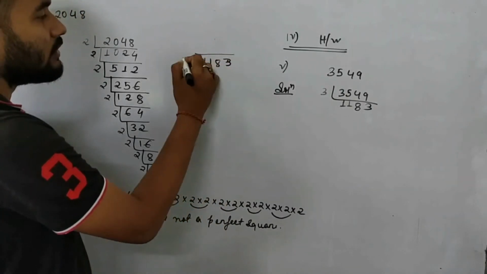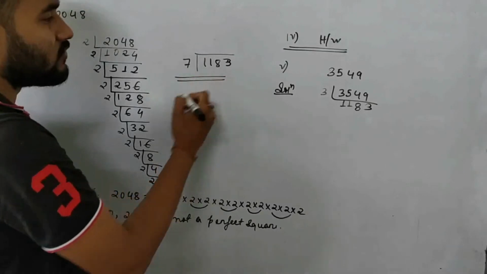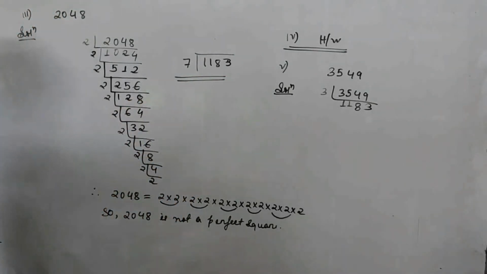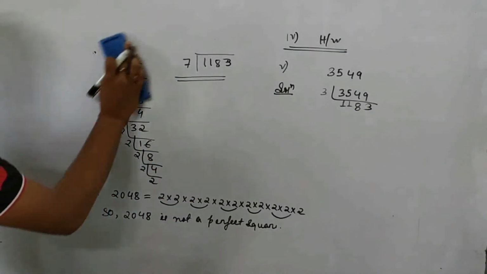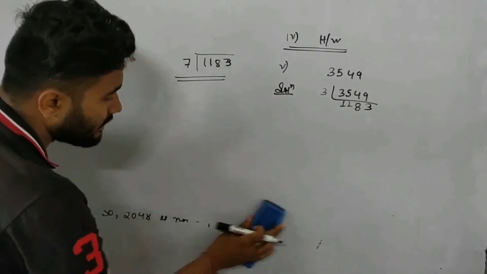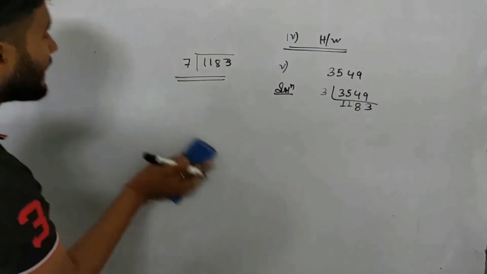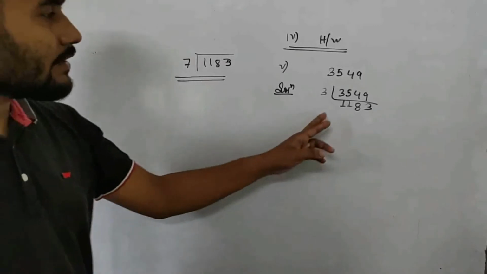1183 divided by 7. You can check like this also, if you want to check. Check like this if you want. Or if you can check directly, then it is good. Try to check directly. Okay, directly also we can check.